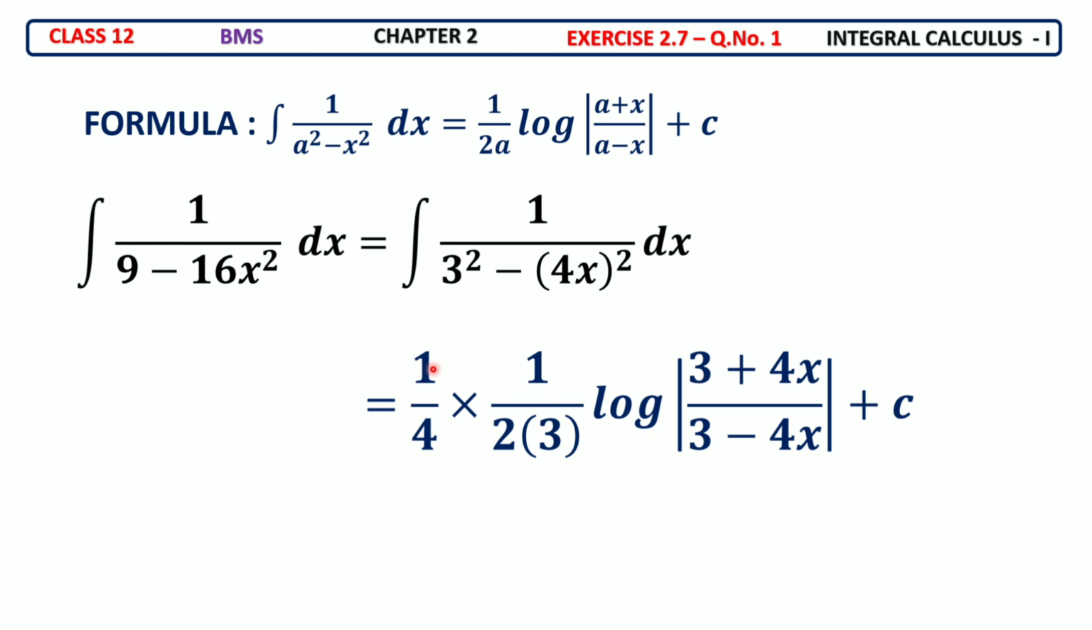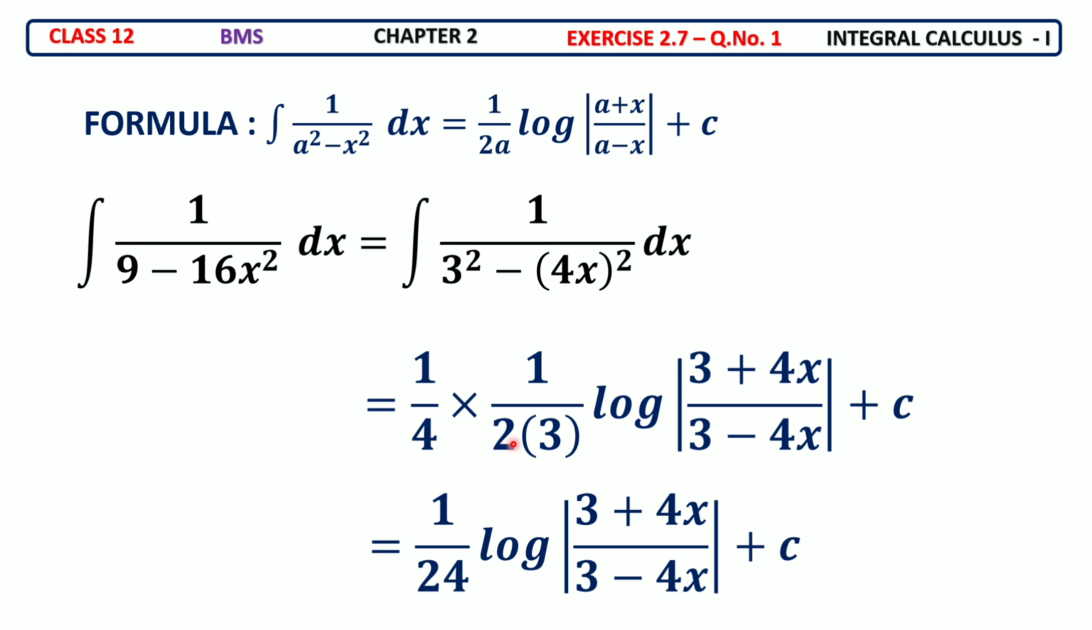So the answer should be divided by this differentiation. Whatever the function here, 4x, the coefficient of x must be here because it is a linear function. After differentiating this linear function, it should be the denominator. So the x coefficient is written here. So 1 by 4, 4 is the coefficient of x. 1 by 2a log of modulus a plus x by a minus x, plus c. Here 2 into 3, 6, into 4, 24. So 1 by 24 log of modulus 3 plus 4x by 3 minus 4x plus c.